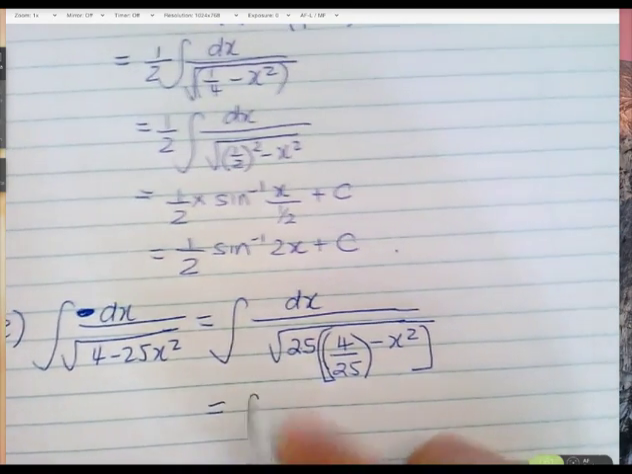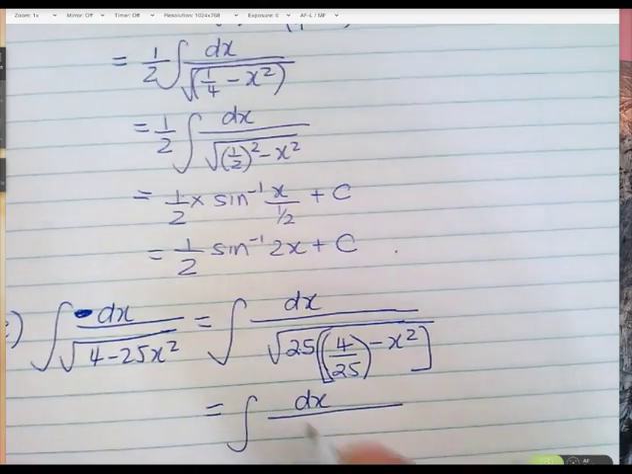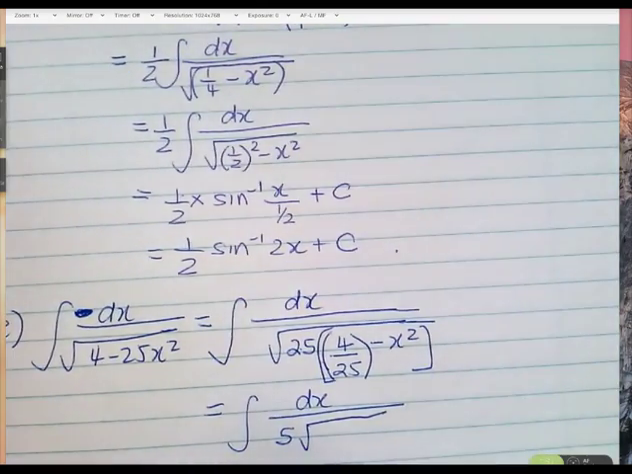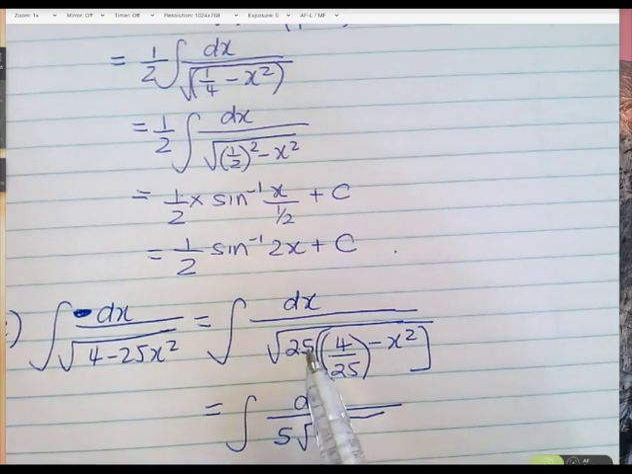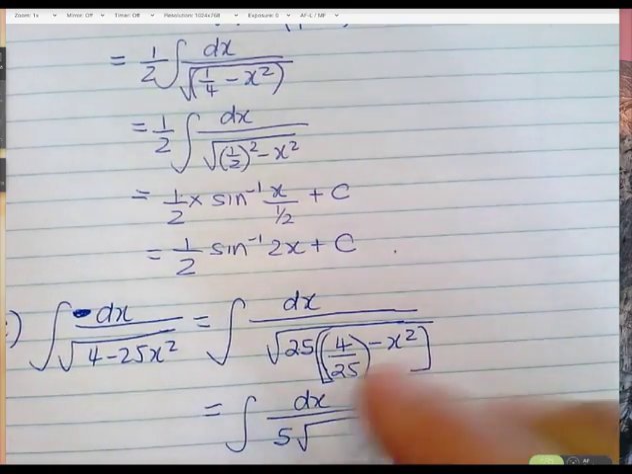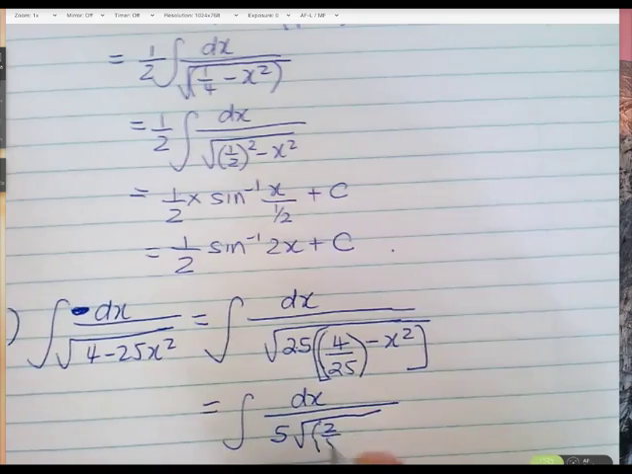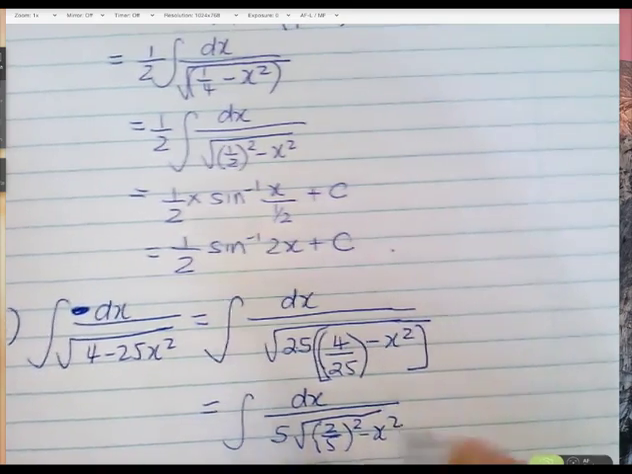Now, square root of 25 is what? 5. The square root of 25 is 5. That comes out of the square root sign. We've still got 4 on 25. That's got to be written as a squared number. So what's that? 2 on 5 squared minus x squared.